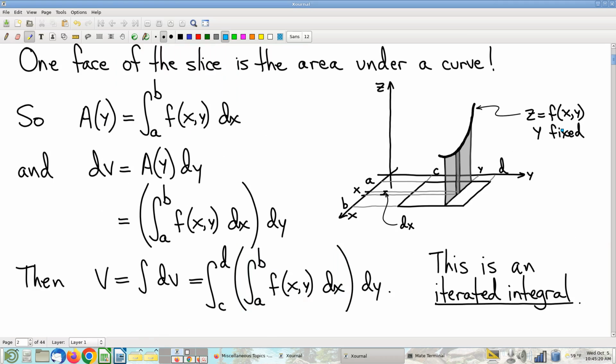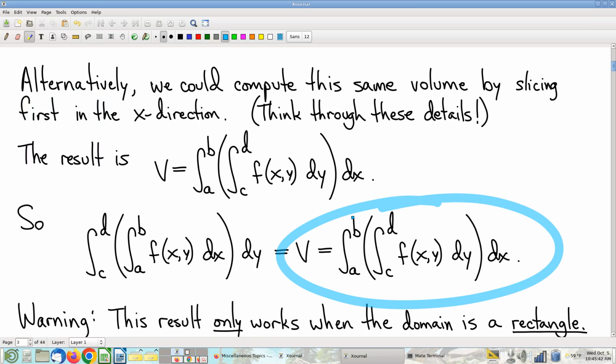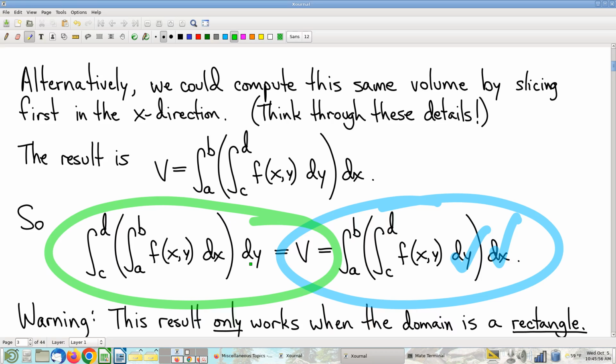And I want you to think about how would this argument get adapted? How would the picture change? What happens to the A's and the B's and the C's and the D's? And just think through how you can take all the same ideas, turn them sideways, and conclude. I claim you would conclude that the volume instead could be written like this. And you'll note here we have X on the outside and Y on the inside. As opposed to what we derived previously, which is that the volume is an integral with Y on the outside and X on the inside.